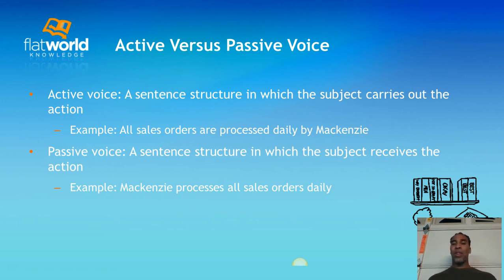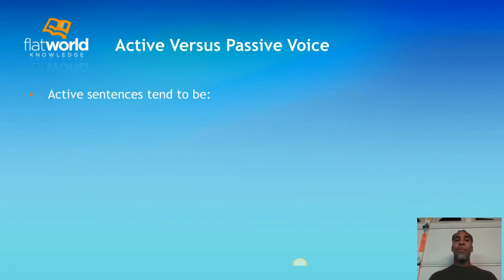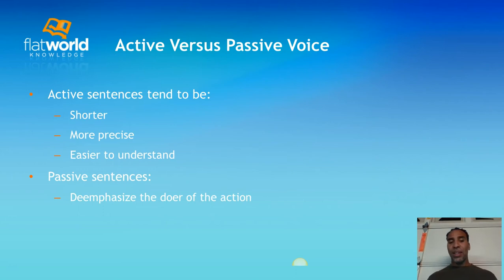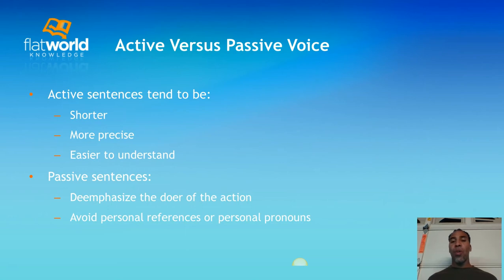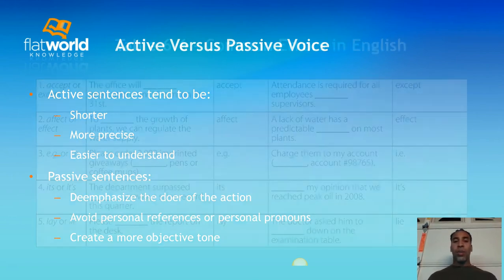Doesn't really make it individual to McKinsey. Sort of pulls her away from it when you put it at the beginning. But if you say all sales orders are processed daily by McKinsey, then the emphasis is on that individual because they're the ones doing it. Active sentences tend to be shorter, more precise, easier to understand. Passive sentences de-emphasize the doer of the action. So the person talking about McKinsey, in a passive sentence, it de-emphasizes the doer of the action, which is McKinsey. Avoid personal references or personal pronouns. And it creates a more objective tone. So it could be McKinsey, could be John, could be Shirley, just more objective in terms of that.